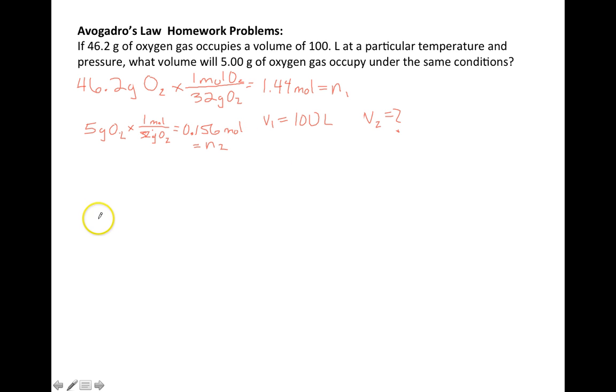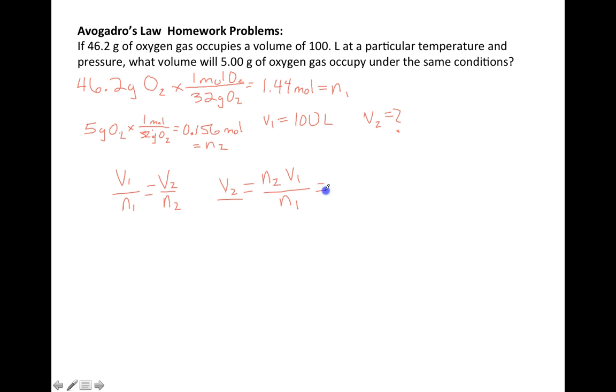Okay, and we understand we're looking for volume 2. How we're going to get there? We know from Avogadro's law, V1 over N1 is equal to V2 over N2. And this time we're solving for V2. So V2 is going to equal N2 times V1 divided by N1.